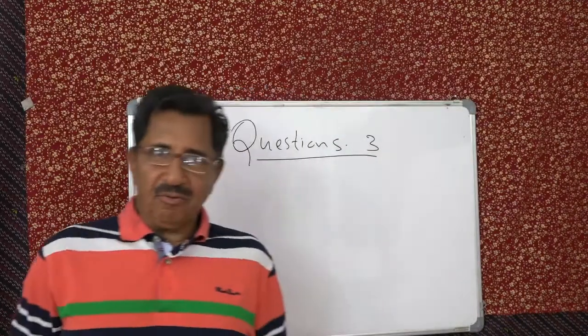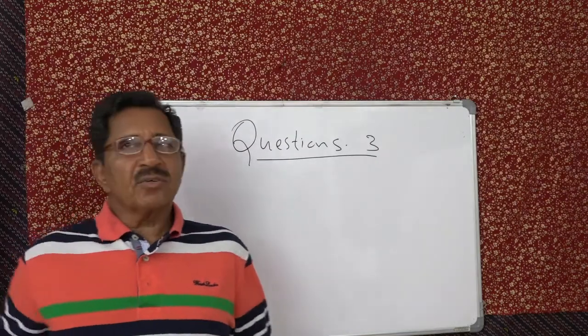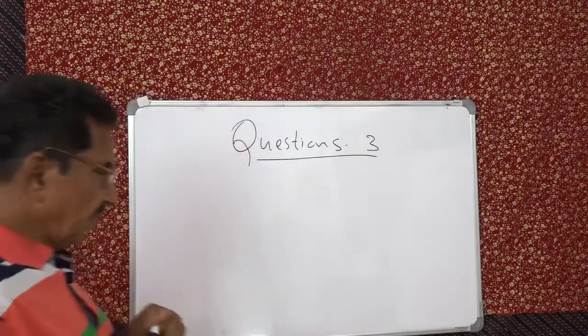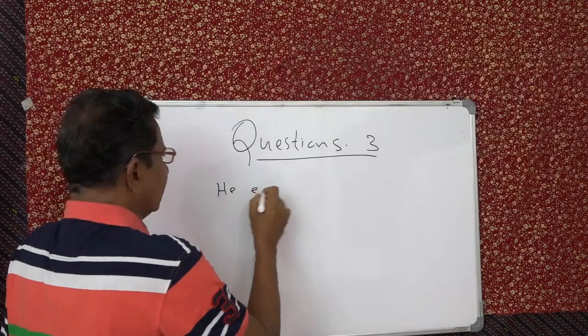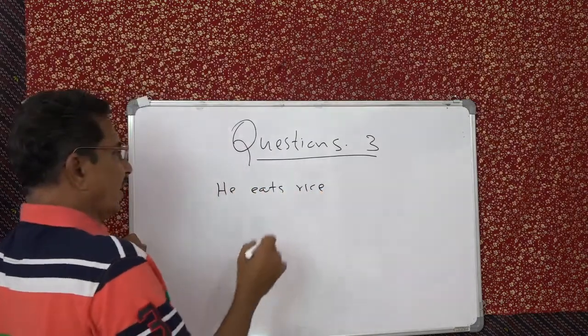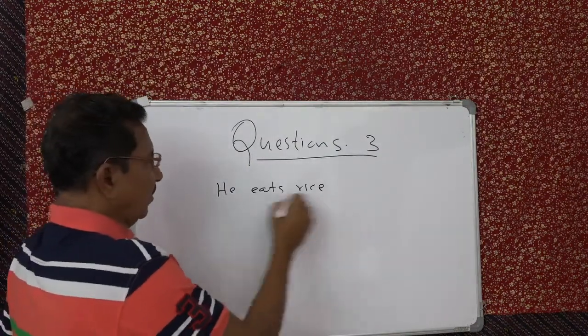Hello friends, now we are doing questions, isn't it? Now look at this, you saw yes or no questions first. An example we can say, he eats rice. We saw this, no? And for a yes or no question, how will you proceed?